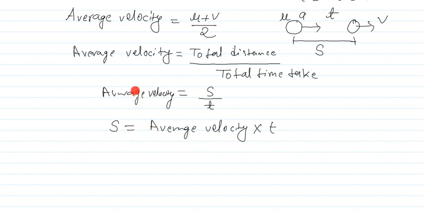Now the average velocity is also equal to u plus v upon 2. So we have to just put this expression in here. So this s will become, average velocity is what? We can write it as u plus v upon 2. So this will be u plus v upon 2 into t.